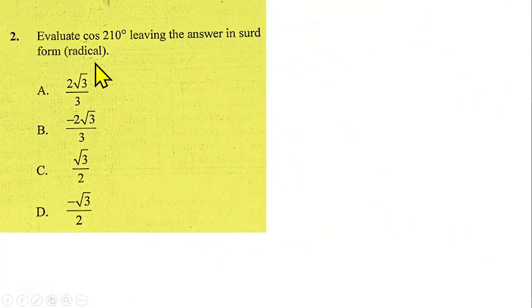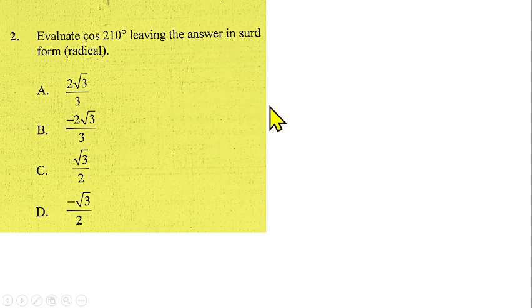Question number 2, we have to evaluate cos 210, leaving the answer in surd form. And of course this question is from trigonometric ratio of compound angles. So that's where this question is from. So we have to evaluate cos 210 in surd form.